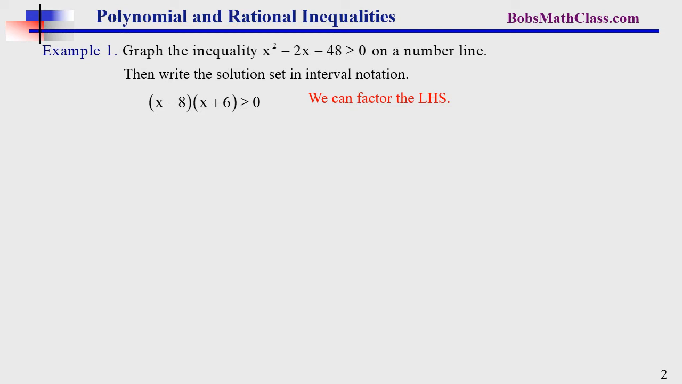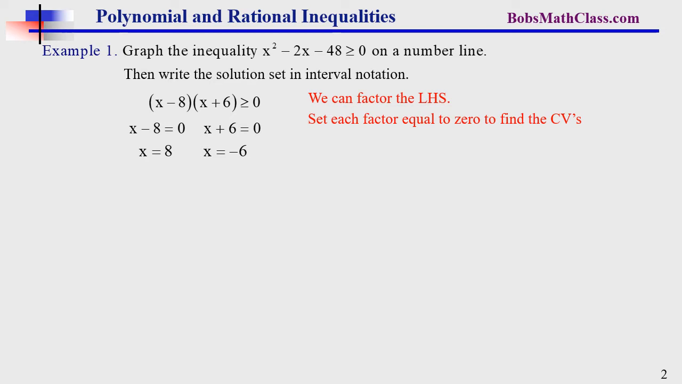I skipped the steps here. I think you're a factoring machine by now. So factor the left-hand side. That gives you x minus 8 times x plus 6. Now we're going to set each factor equal to 0 and find the critical values. So set x minus 8 equal to 0 and x plus 6 equal to 0. Solve those two equations. That gives you x equals 8 and x equals negative 6.